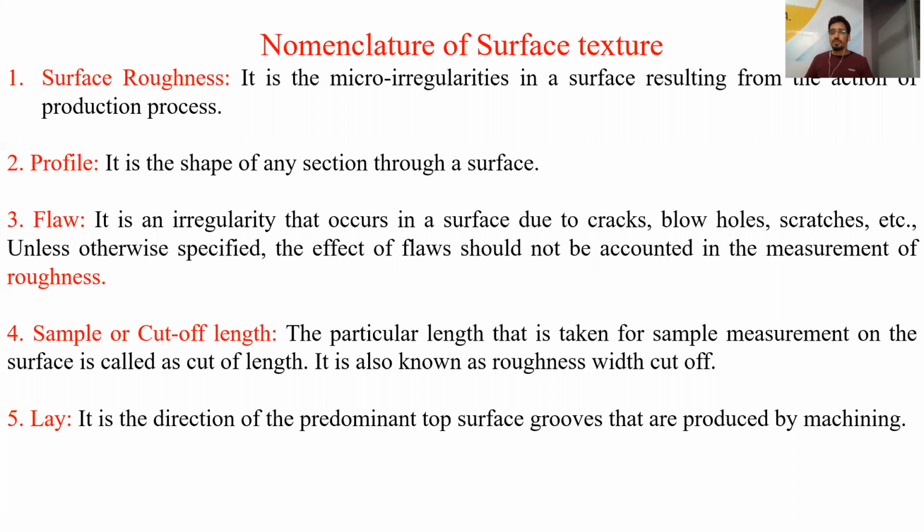Next is sample or cutoff length. The particular length that has to be taken for measurement of the roughness, that amount of length to be taken for the measurement of roughness, is considered to be the cutoff length, and it is also known as roughness width cutoff, and in most of the cases it is considered to be 8 mm. Next is lay. Lay is the direction of the predominant top surface grooves that are produced by machining. Actually, lay will tell you the direction of machining. If this is a surface and the tool will move like this, the tool leaves its mark on the workpiece, the direction of the machining. So it is called as lay.